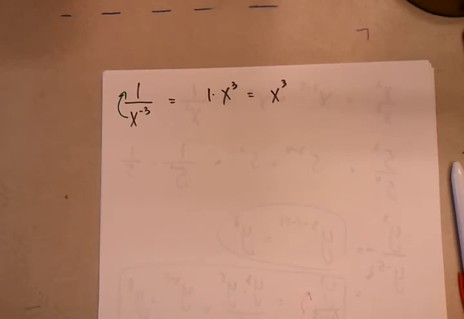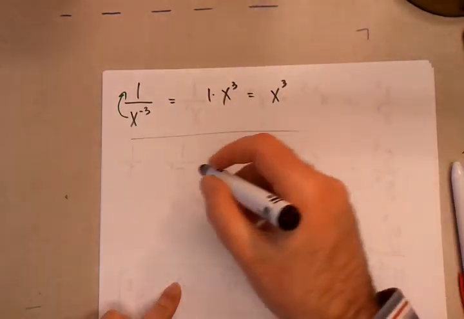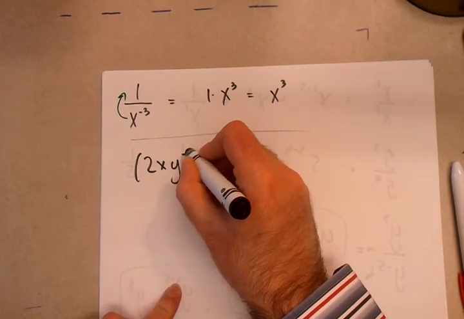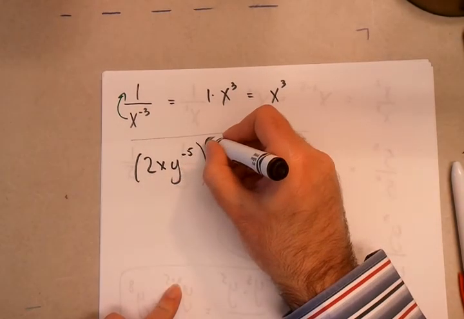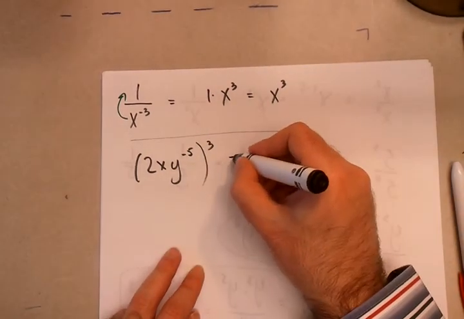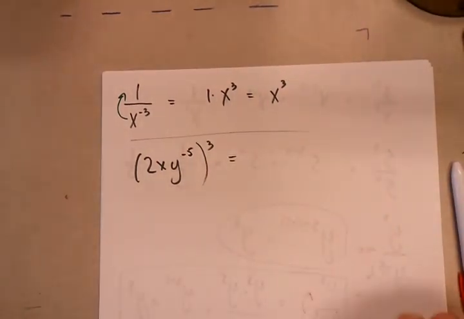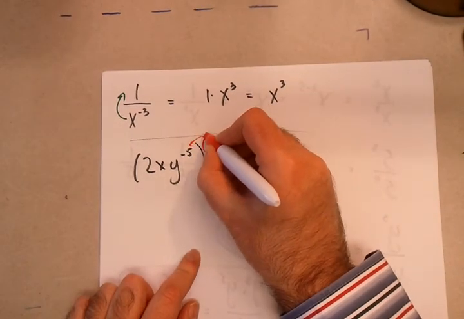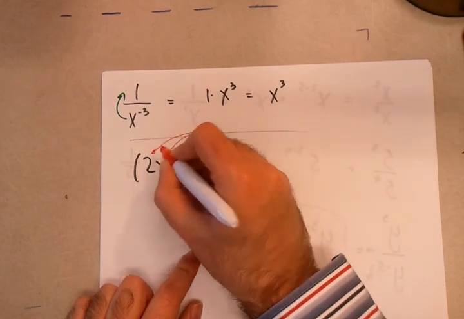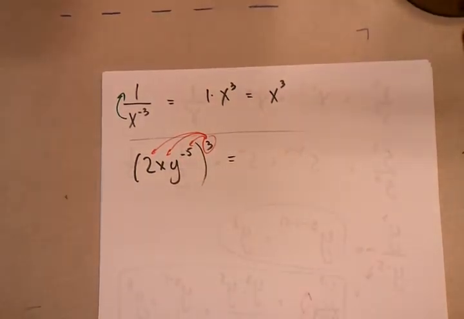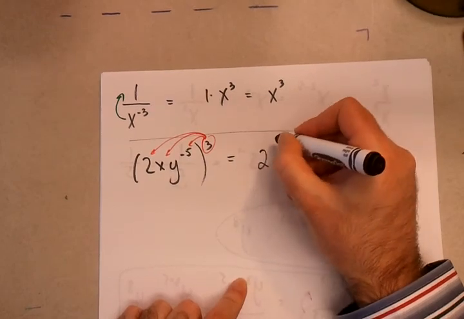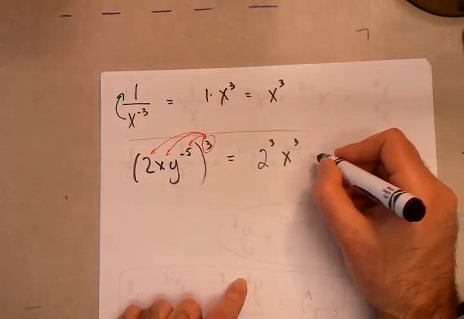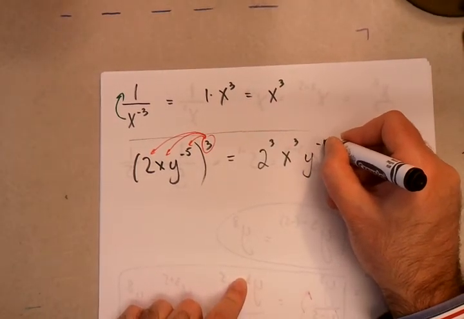Let's do one more problem. This one is slightly a bit more complicated. It's not too bad. We have 2xy to the negative 5th, all taken to the third power. So this is a power to the power problem, where you're going to multiply the external exponent by every single internal exponent. So over here, to the invisible one there, to the invisible one there. And that's going to give you 2 to the third, 1 times 3, x to the third, 1 times 3, y to the negative 15th.